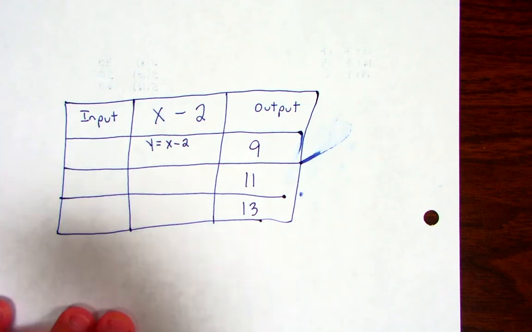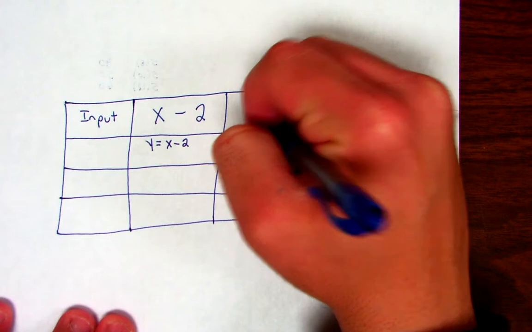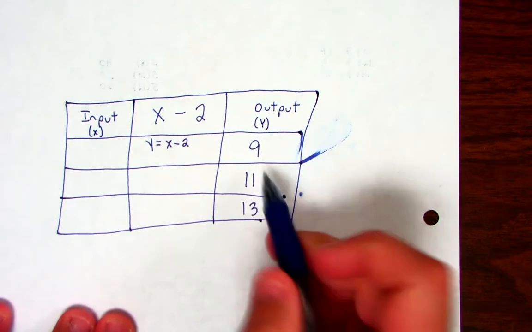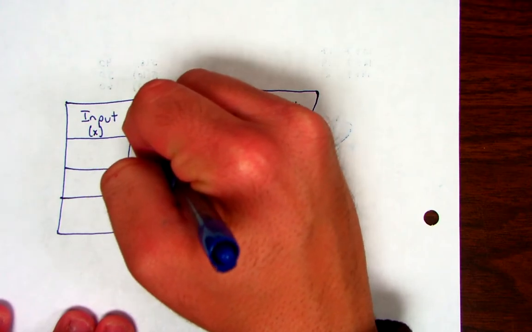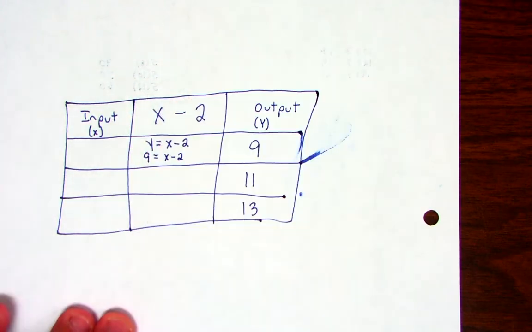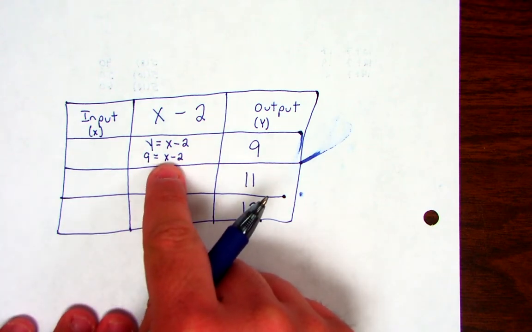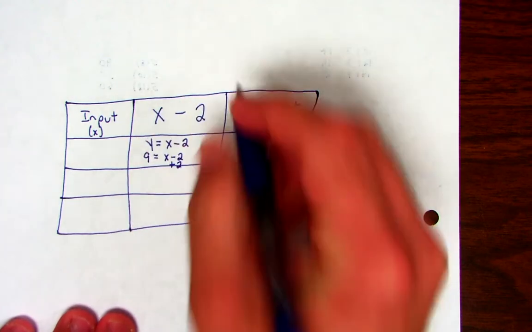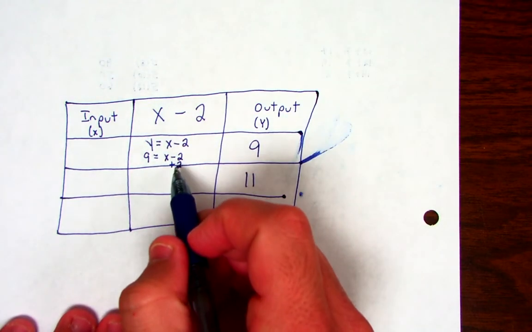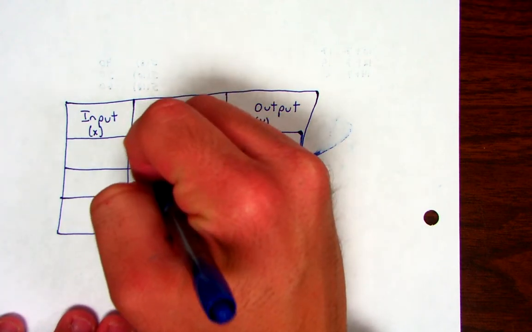Okay, well, we already know what my y value is. It gives it to us right here. My y value here is 9. So 9 is equal to x minus 2. So guys, this is called doing algebra. If you're solving for the variable all by itself, you would do the opposite operation. So the opposite of subtract 2 would be to add 2. What you do to one side of the equal sign, you do to the other.